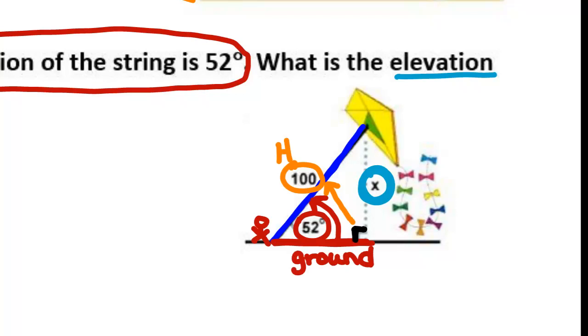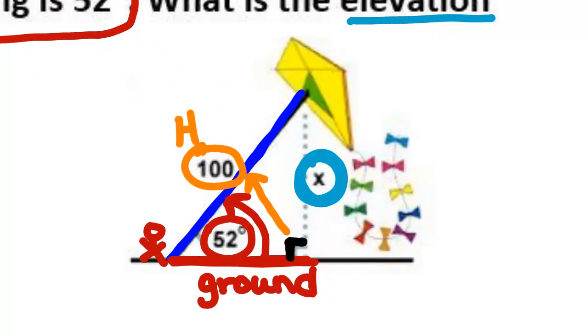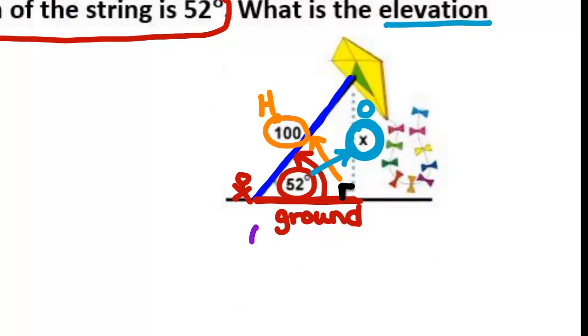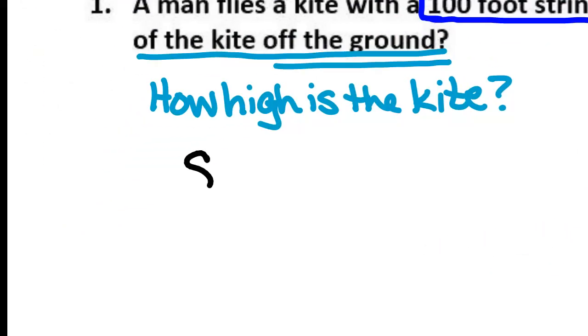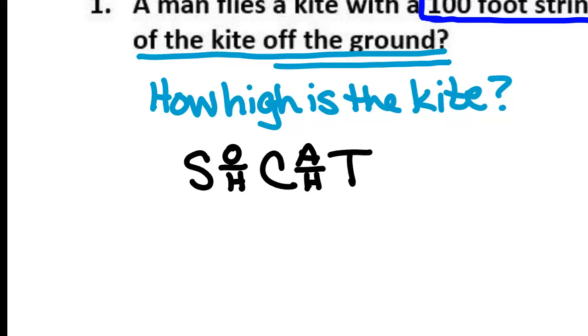So 100 is the hypotenuse. Then we label the opposite side. How big is the opposite side? This is the one that's x. So here's my opposite side. And so the ground would be which side? That'd be the adjacent side. So we're going to break out SOHCAHTOA.